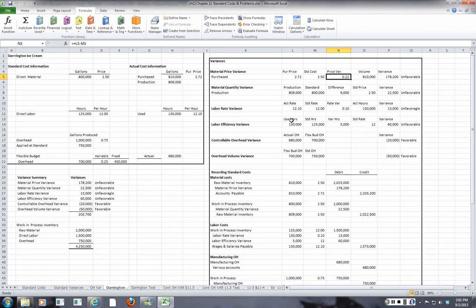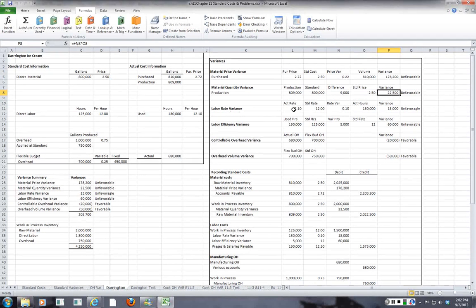$178,200. Now, to get the material quantity variance, we take the 809,000, which is what was put in production, and we compare that with the standard of 800,000 gallons. So we come up with a difference of 9,000 gallons. We've gone over the standard, and the standard price is $2.50. So multiply that 9,000 times $2.50 gives us an unfavorable material quantity variance of $22,500.